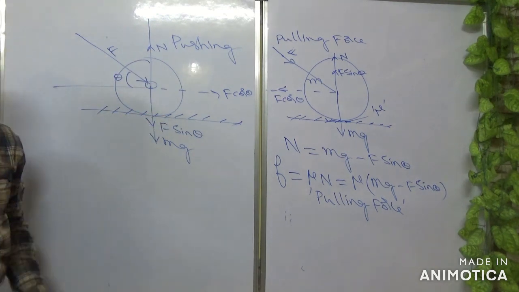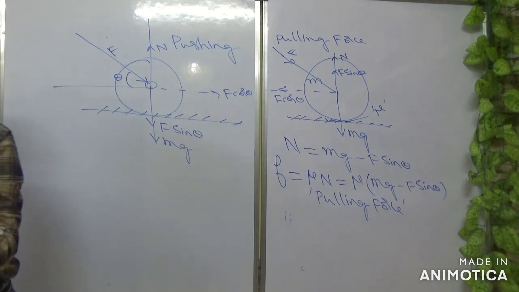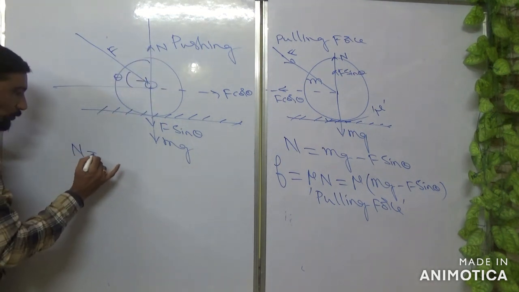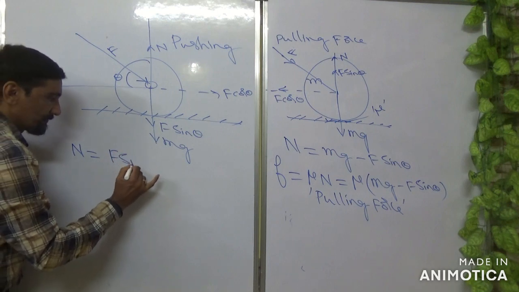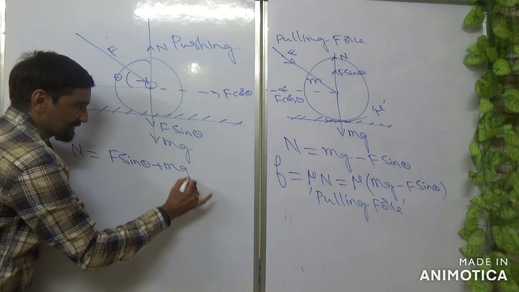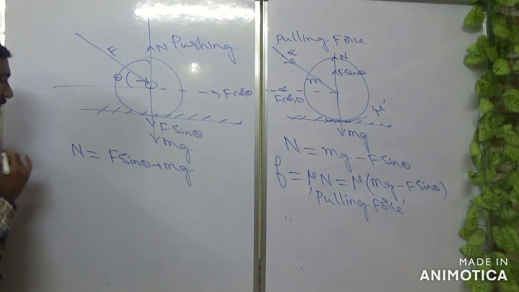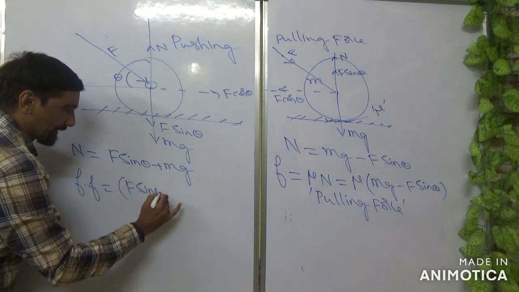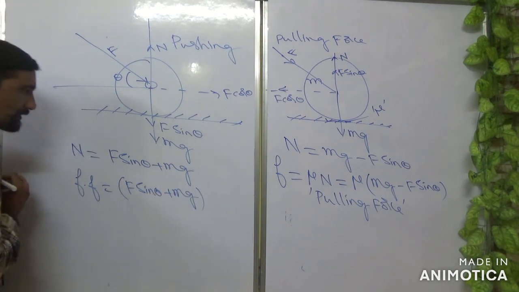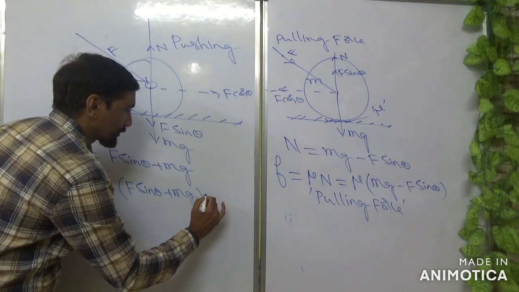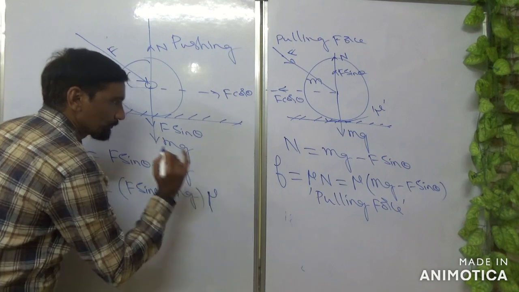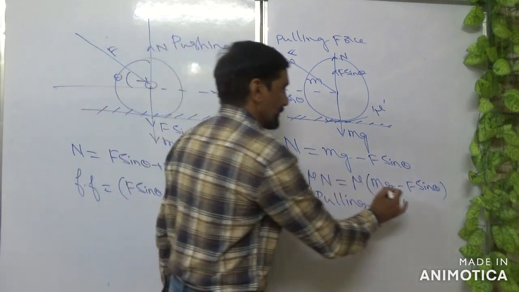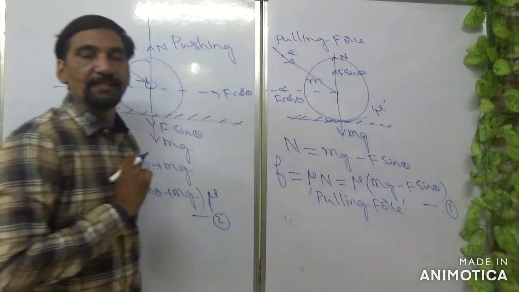So that is why N is equal to F sin theta plus mg. Therefore, frictional force is equal to mu N, meaning (F sin theta plus mg) into coefficient of friction mu. So this is the frictional force in the second case, and this is the frictional force in the first case.